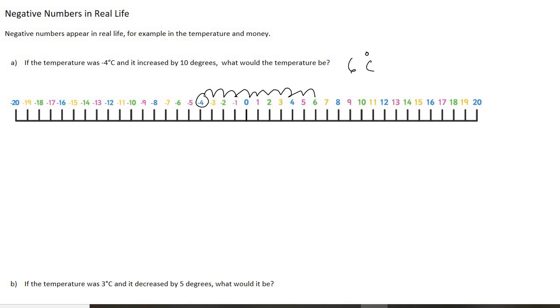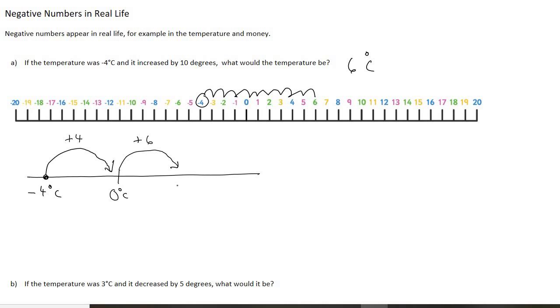But another really nice way to do it is with an open number line. If I'm starting at -4 degrees C and I want to get 10 degrees bigger, a really good thing to do is split your number line at 0. So I'm going to add on 4 to get me to 0. -4 add on 4 will get me to 0. And then I want to add on 10 altogether, so I need to add on 6 degrees more, getting me my answer of 6 degrees C.